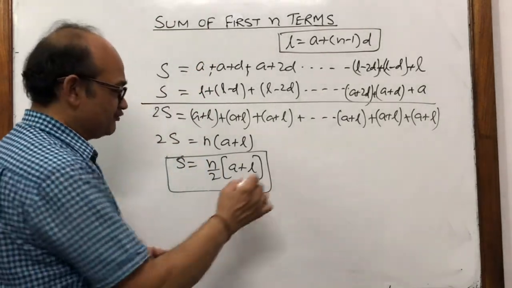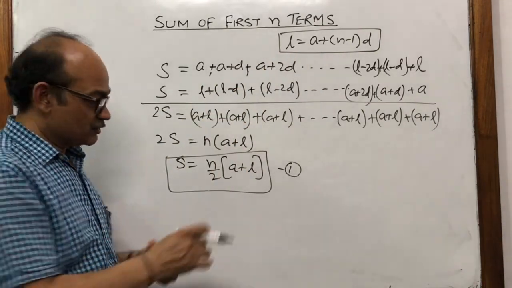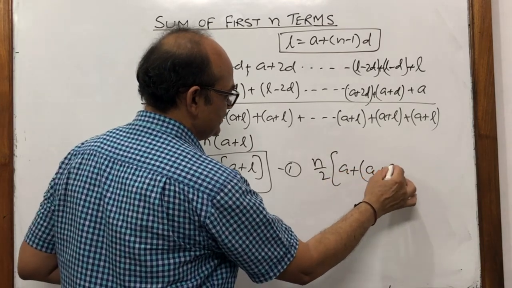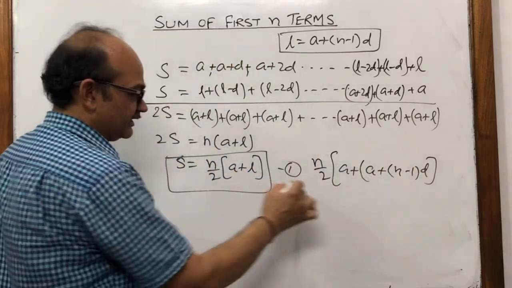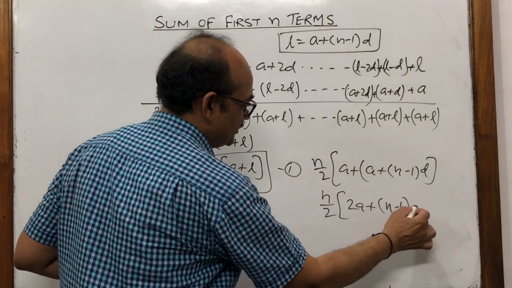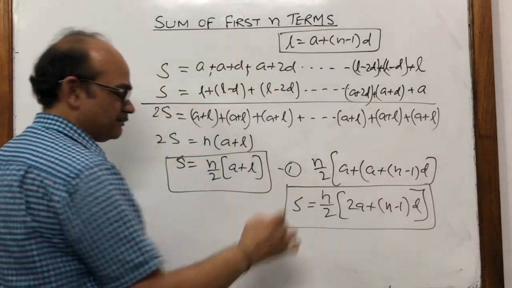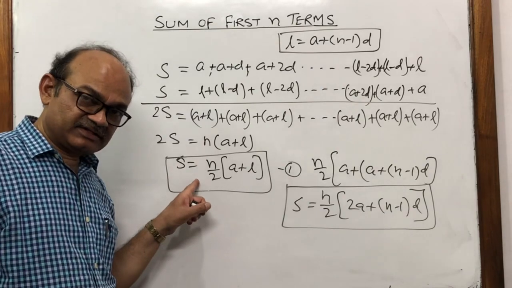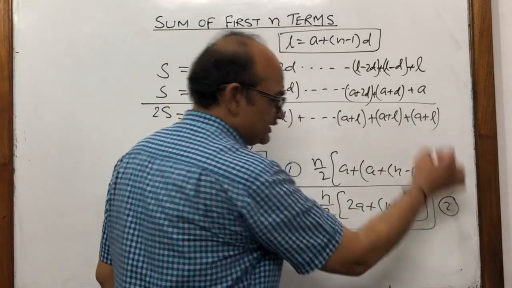Now, this is the first formula for summation. But what is L? L means the nth term. So we can put the value of L here. L means A plus n minus 1 into D. What are we getting? n by 2 into 2A plus n minus 1 into D is the second formula for summation of an AP. When the first term, last term and n are given, then we apply the first formula. When n, A and D are given, then we apply the second formula.